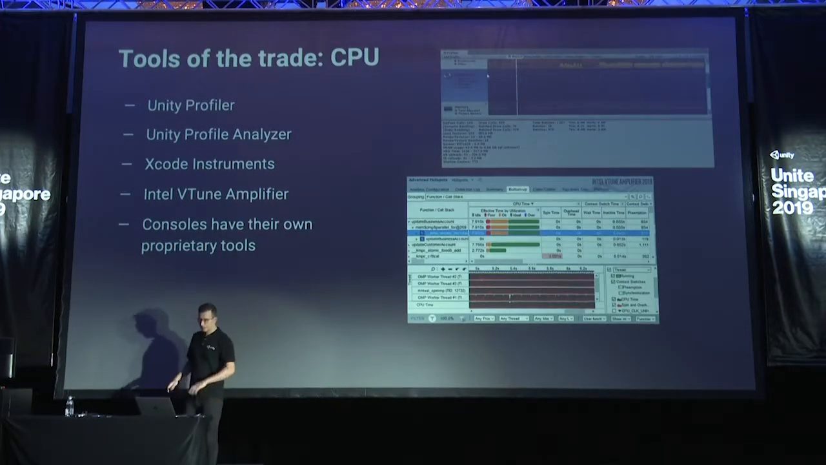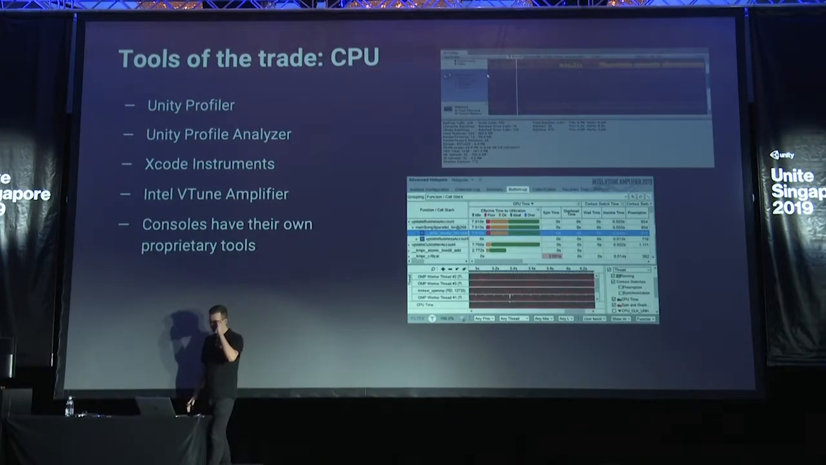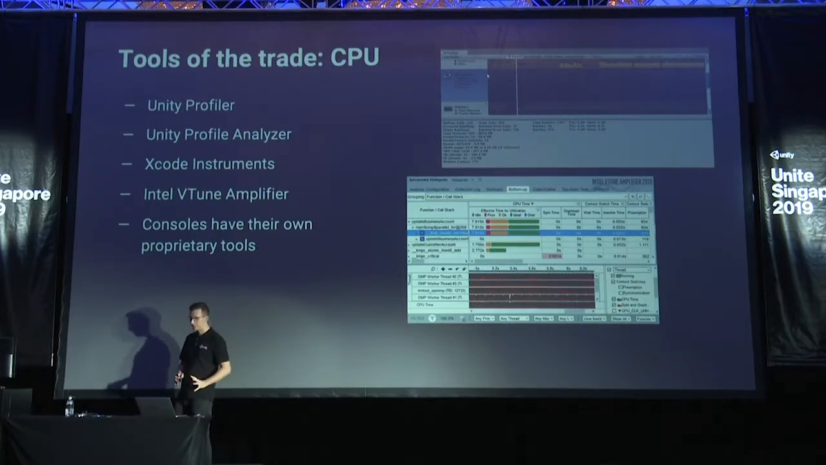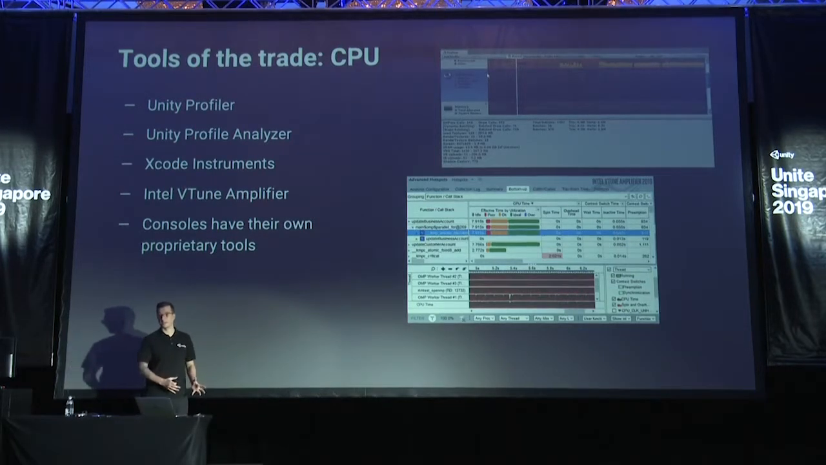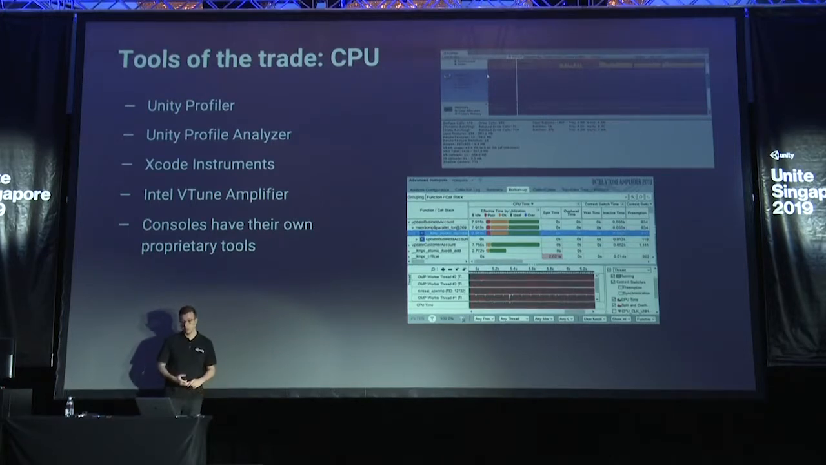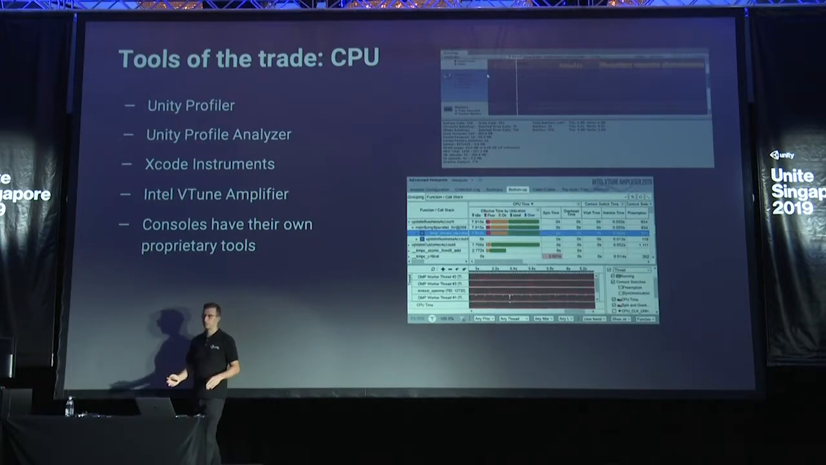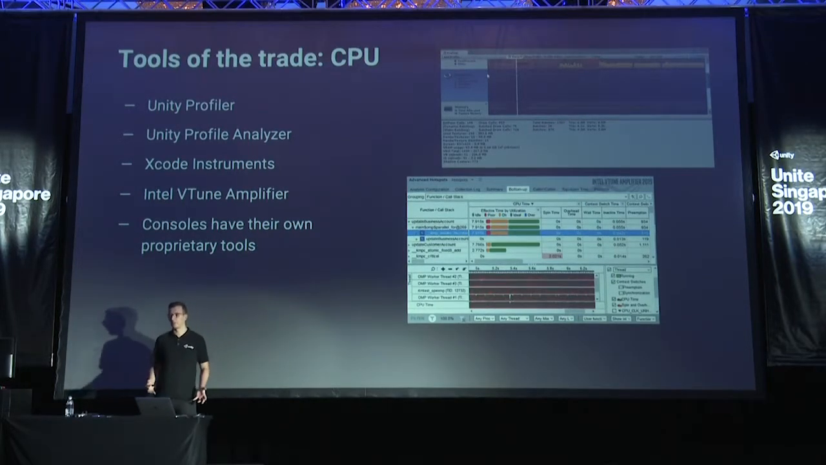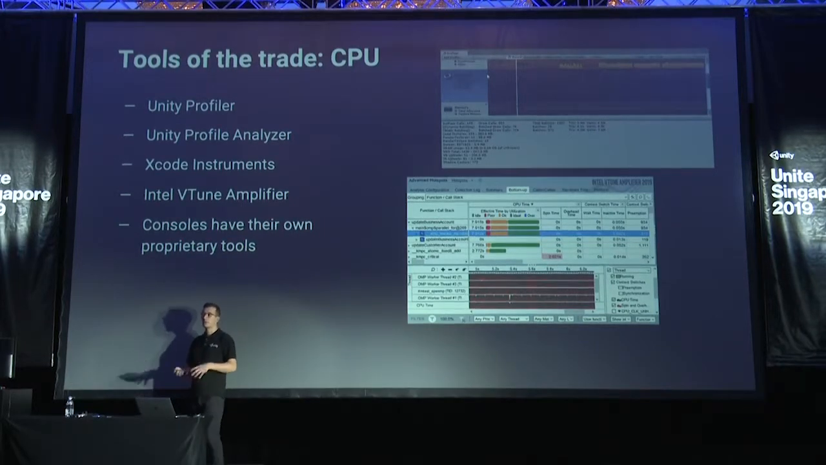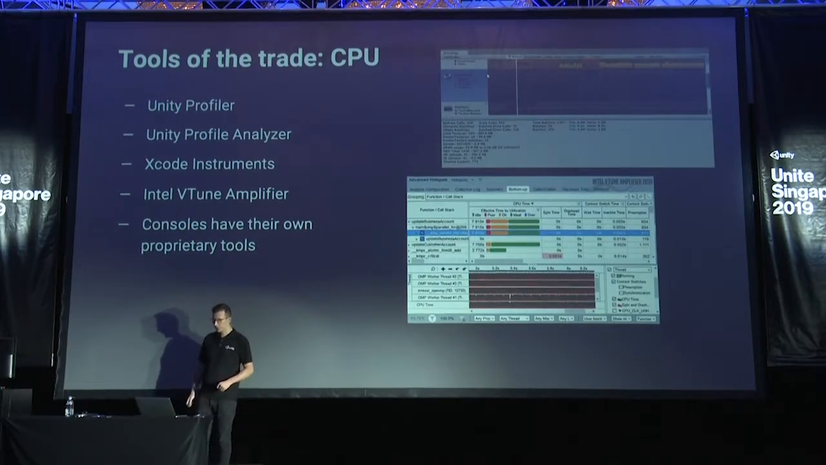To avoid any performance bottlenecks on a CPU, we need to first identify the problems, and the tools that we use are listed on the screen here. First of all, because we are working with Unity, we want to start with the Unity Profiler. If you target iOS, Xcode Instruments are a great tool because they allow you to gather even more information about your device and how it performs.